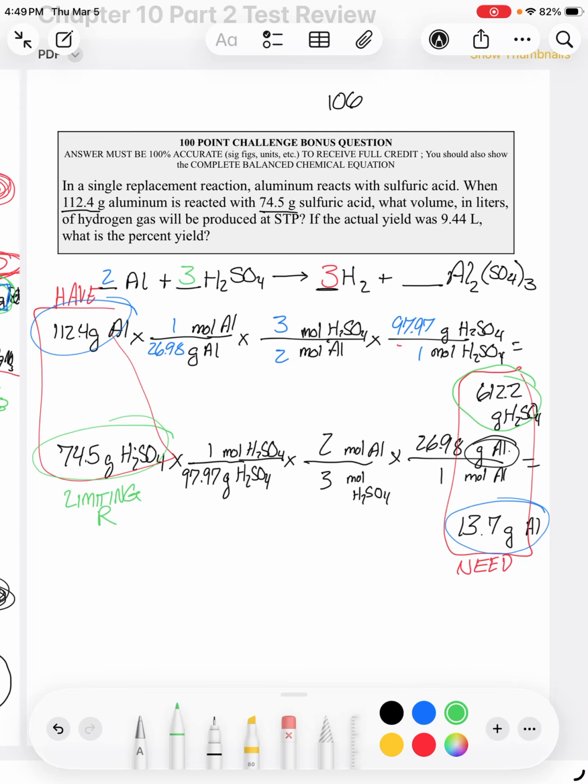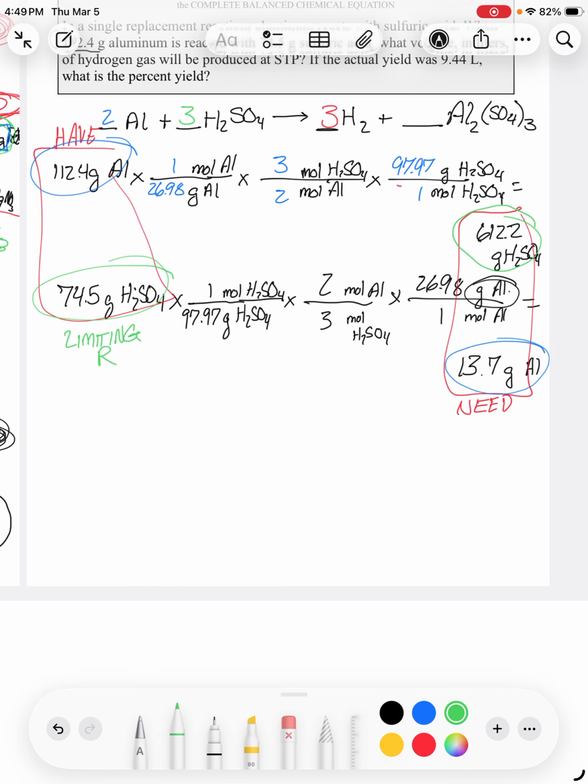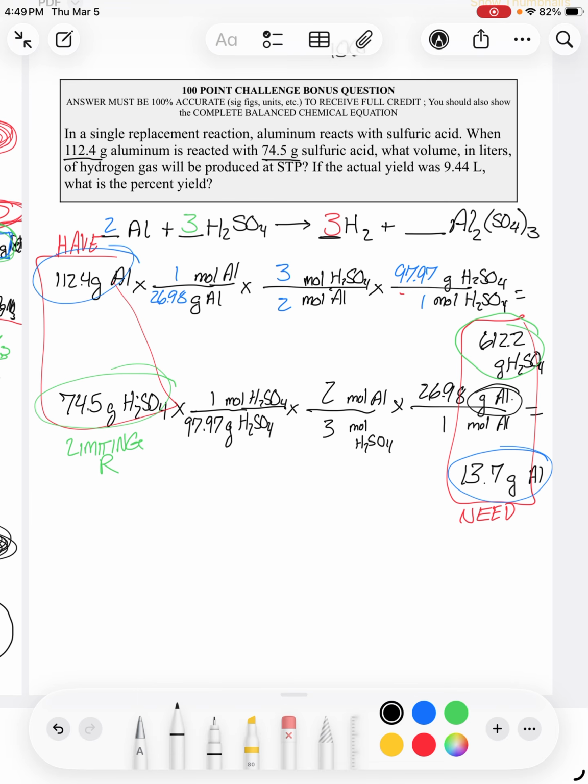That is super important because that determines what we do next. Ready? Here's our last step, kind of. We'll then need to go ahead and turn this into liters of hydrogen gas. That's what the question's asking for. What volume in liters of hydrogen gas will be produced? So here we go. Ready?